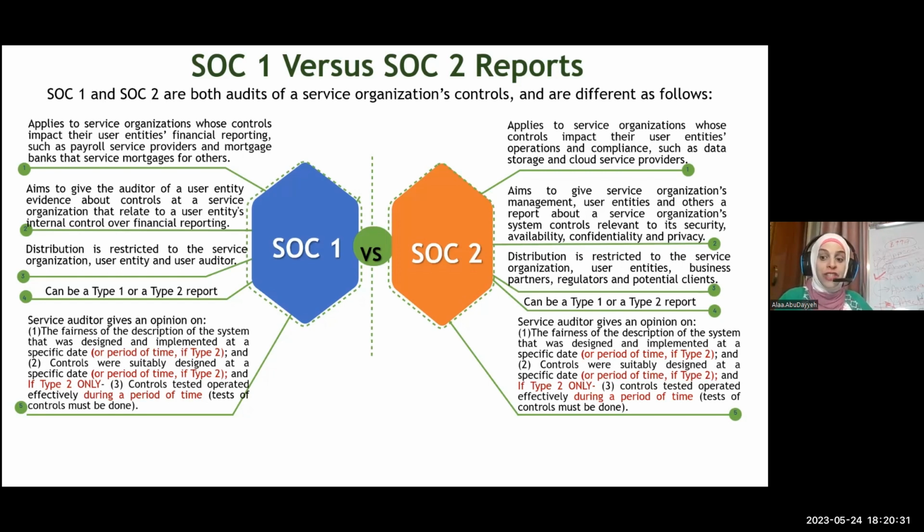And the auditor gives the same opinions, but the nature of the service organization is what determines the type of report that's going to be issued. Is it a service organization that's performing financial services, or a service organization that is performing non-financial services like data storage and keeping and processing the data for clients?